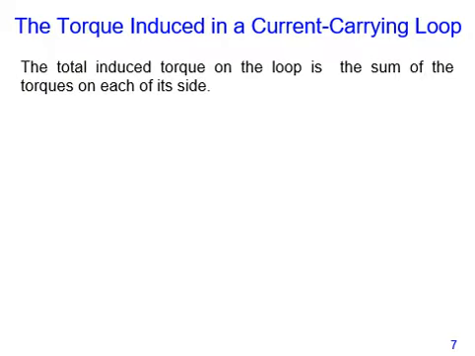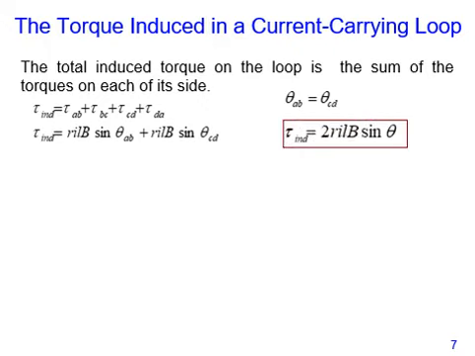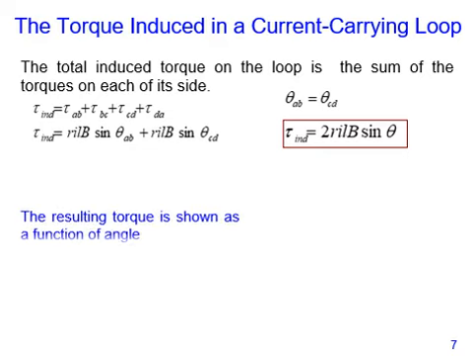The total induced torque on the loop would be the sum of all the torques. Two of them were 0, but the other two are RILB sine theta. Theta was different in both cases, but we know that both these angles are equal, so we assume it is equal to theta, and we can write it as 2 RILB sine theta.